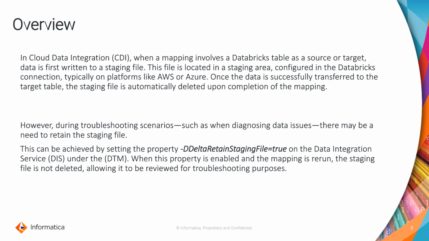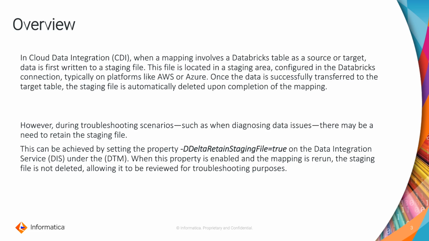In Cloud Data Integration, when a mapping involves a Databricks table as a source or target, the data first moves through a staging file before being written to the final table. This staging file is automatically deleted once the mapping is completed. However, in certain scenarios, such as when you are diagnosing a data issue, you may need to retain the staging file for further analysis.